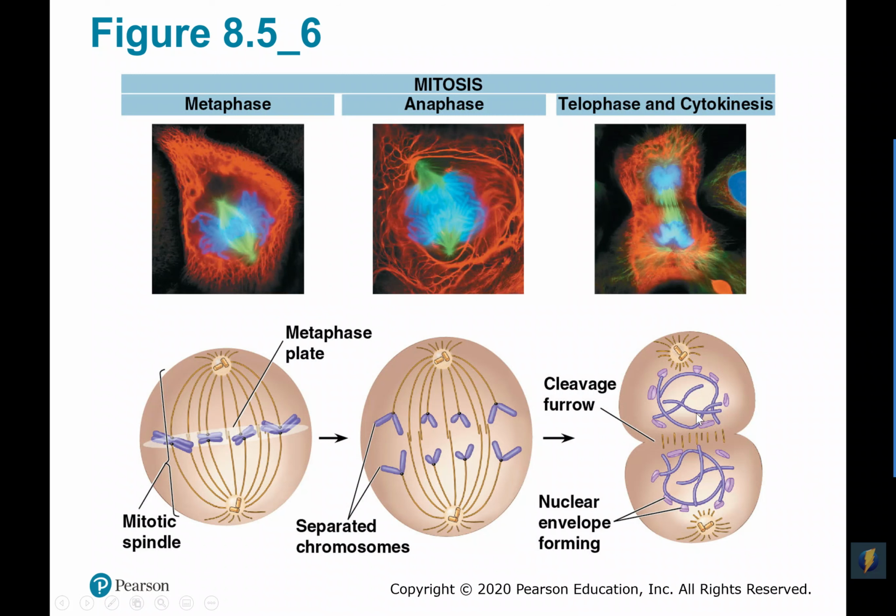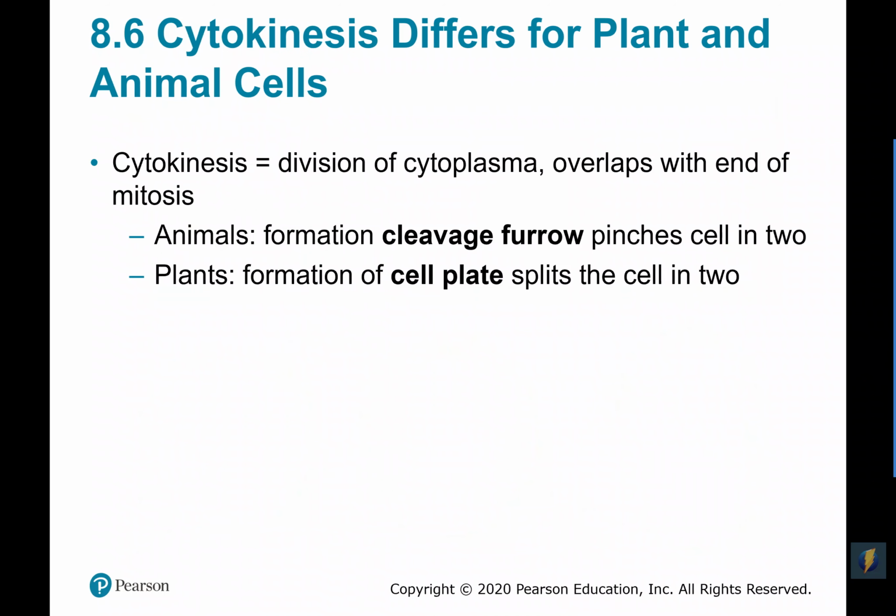And then the last phase of mitosis is telophase, where we get our nuclear envelope forming again. The chromosomes start to uncoil. The mitotic spindle apparatus disintegrates and just goes back to being the centrosomes. And we get the start of cytokinesis. So cytokinesis is the division of the cytoplasm, overlapping there with the end phase of telophase.